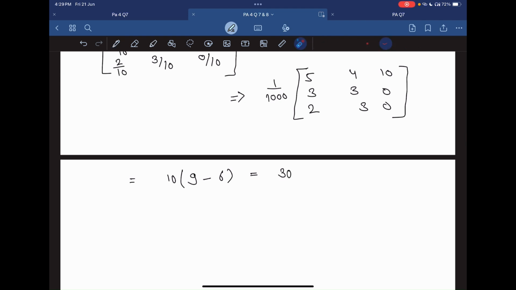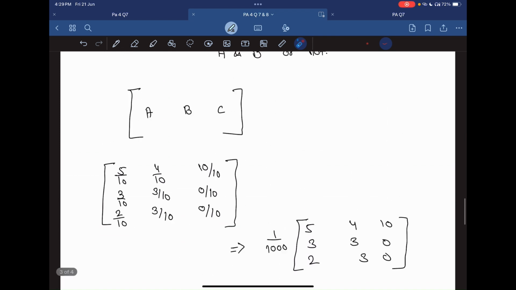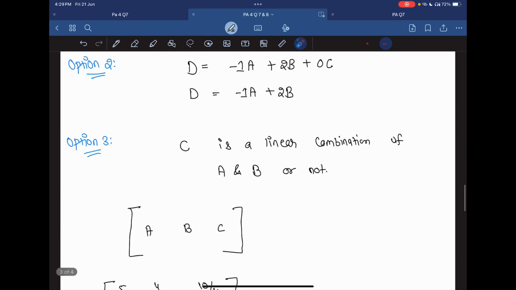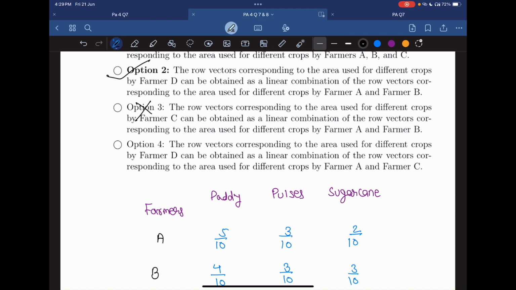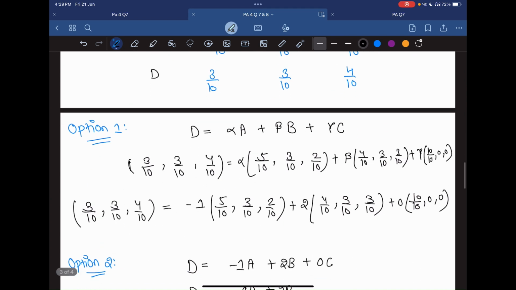So as the determinant comes out to be non-zero, that means these vectors A, B, C are linearly independent. So we cannot write C as a linear combination of A and B. So option 3 is wrong. We could have also done the case like we did in option 1, that is putting them in system of linear equation type and solve them. But this method was easy, that's why we did that.